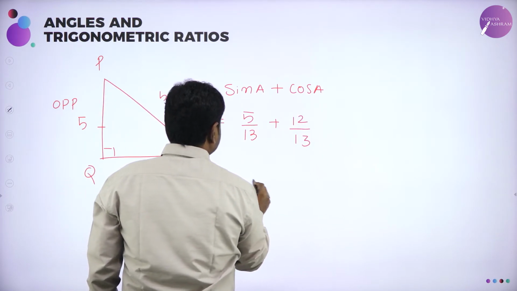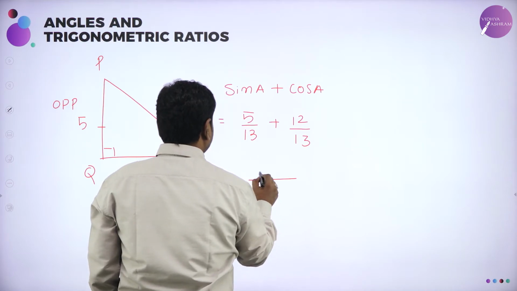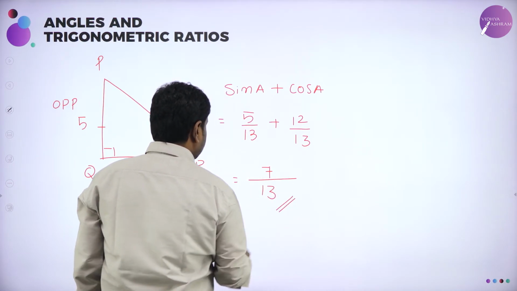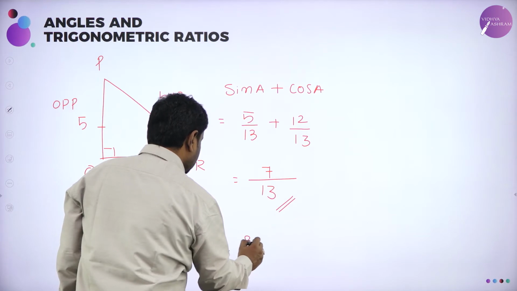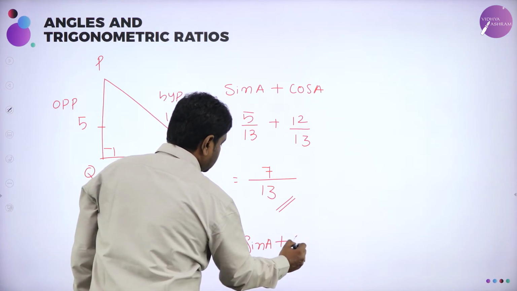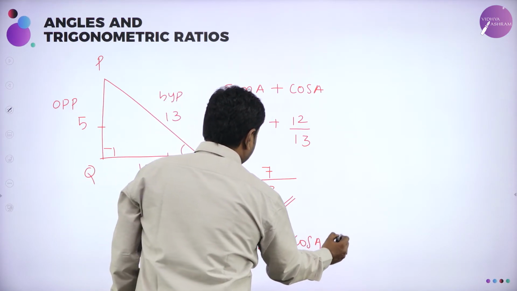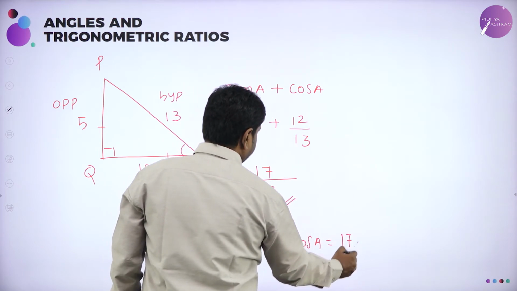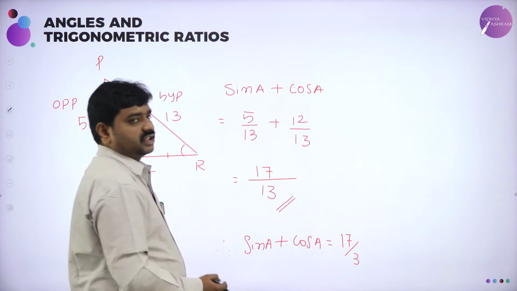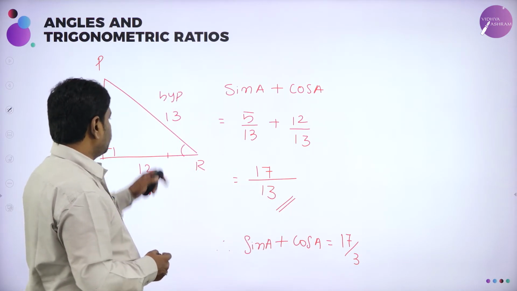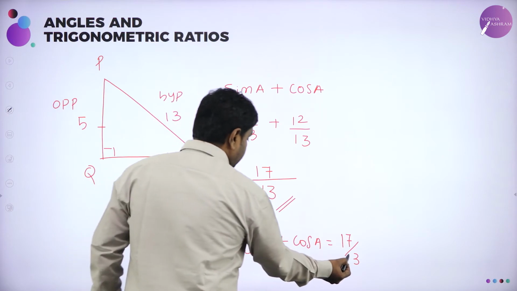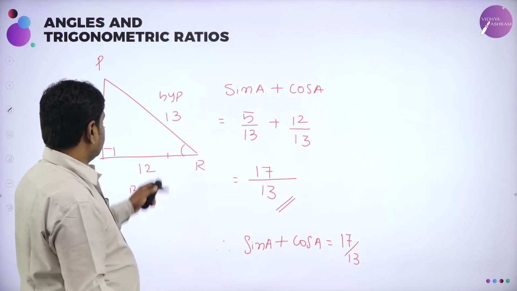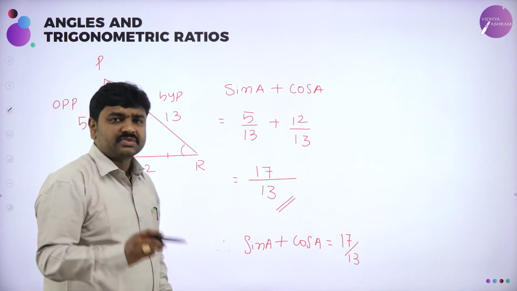Now what is the LCM? 13. Numerator 5 plus 12 is 17. So sin A plus cos A is 17 by 13. Sorry: 5 by 13 plus 12 by 13, put together, becomes 17 by 13.